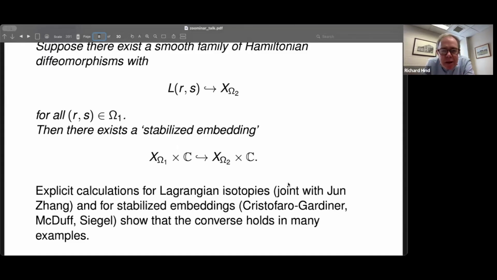And there are some explicit constructions that show that sometimes the converse is true. So the stabilized embedding implies you get the family of Lagrangian embeddings. So I suppose it's possible to conjecture these are the same thing. We don't have a direct proof, though. That's just by two calculations on both sides and checking they give the same answer.